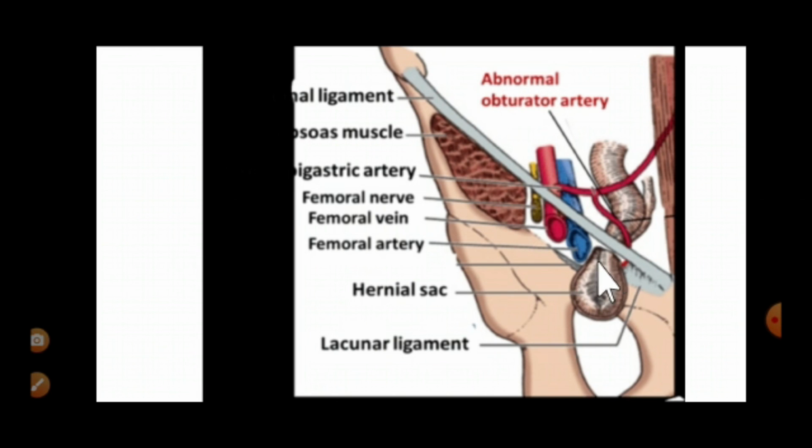Now to reduce this, during the surgery we may have to cut open this lacunar ligament, which is the medial boundary of the femoral ring. Now this artery here, which you can see, is the abnormal obturator artery, which may lie along this lacunar ligament. So we have to be careful about this abnormal obturator artery, which may be found in about 30% of the cases. This abnormal obturator artery has to be taken care of and has to be kept in mind while cutting this lacunar ligament, because the hemorrhage from this can be fatal.